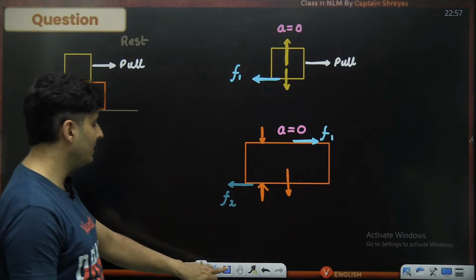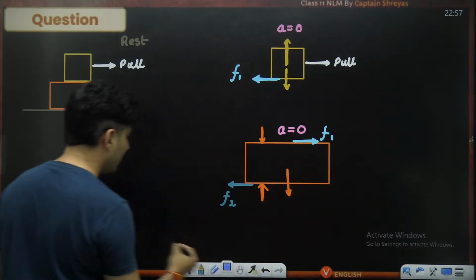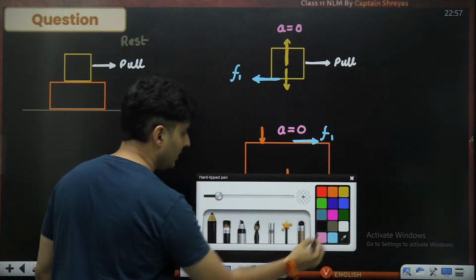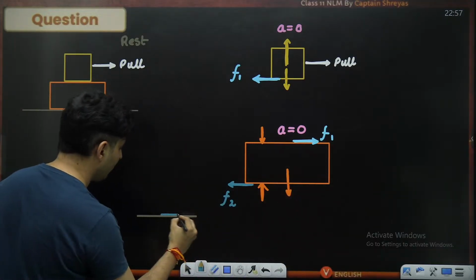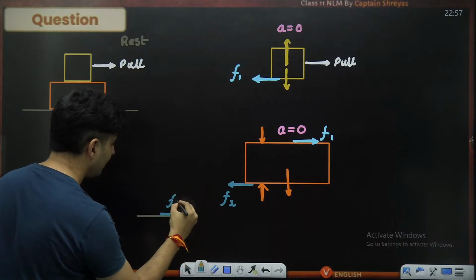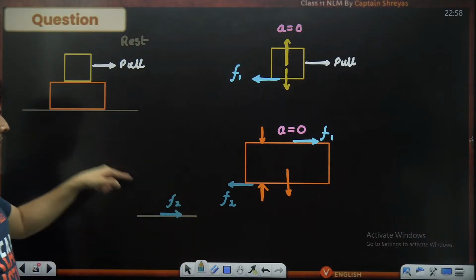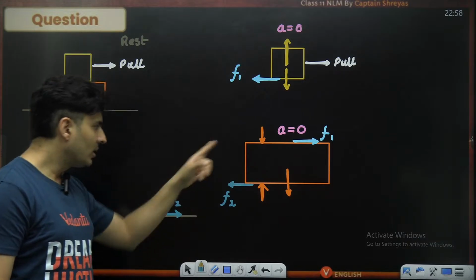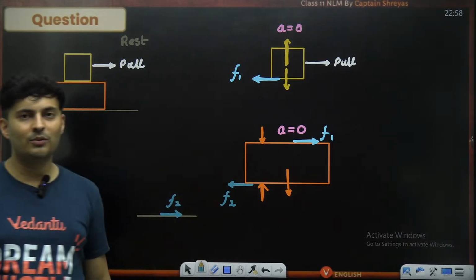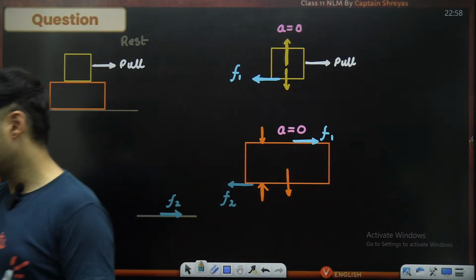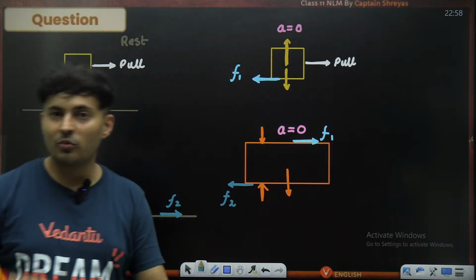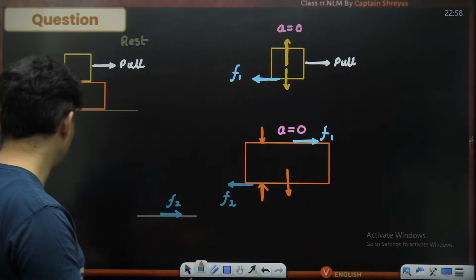If you ask me, sir, where is the reaction on it? The reaction will be on the ground surface. So, if you draw the ground surface, then there will be a reaction pair on the ground. That is F2. It will act on the ground because the ground pulls it, resists this way. So, the orange block on the ground will apply force that way. This is the diagram. Amazing, right? This question would have cleared so many misconceptions.